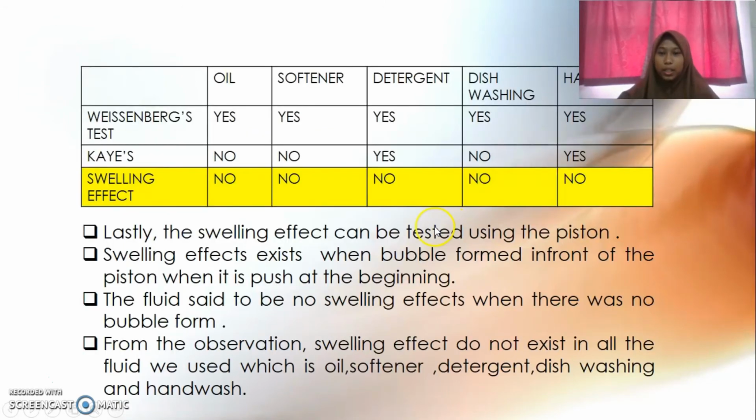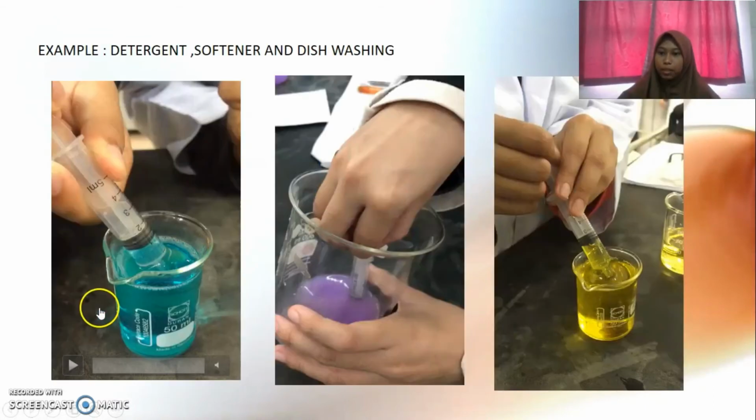And the last one is the swelling effect. The swelling effect can be tested using the piston. Swelling effects exist when bubbles form in front of the piston when it is pushed at the beginning. The fluid is said to have no swelling effect when no bubble forms. From the observation, the swelling effect does not exist in any fluid we used, which is oil, softener, detergent, dishwashing, and hand wash.